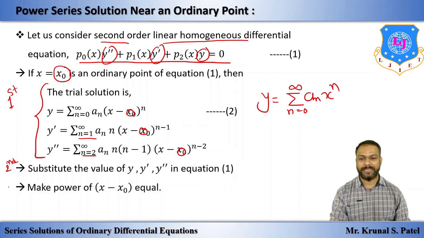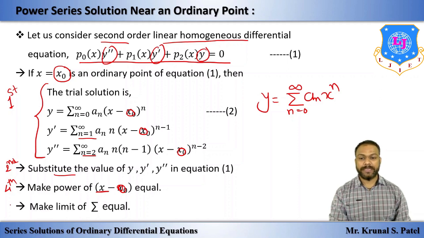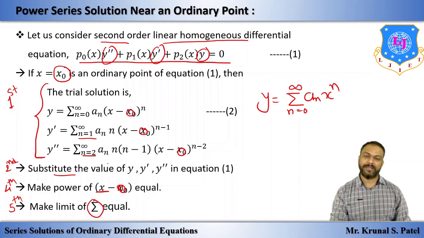And fourth step, make power of x equal, because we have x0 is 0. So make power of x equal. This is our fourth step. Third step is simplification after substituting these values. And fifth step is make limit of sigma equal. Right now you just remember these steps. Then how to apply them, we will learn in the example.